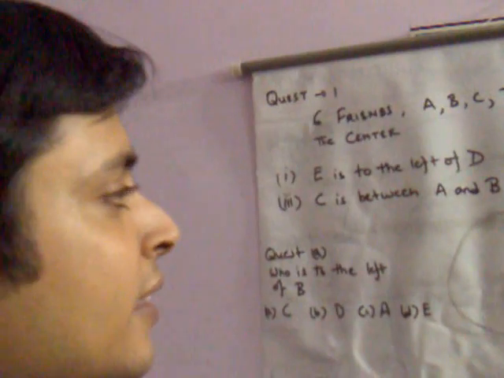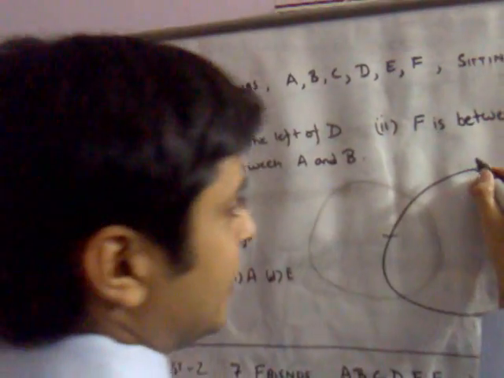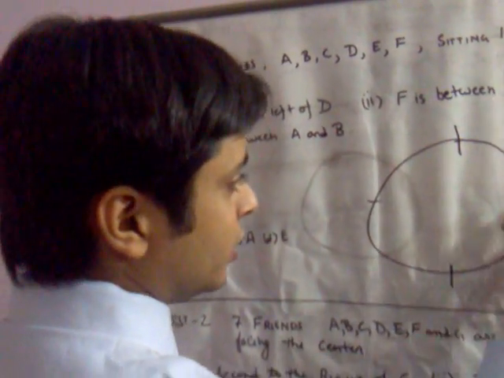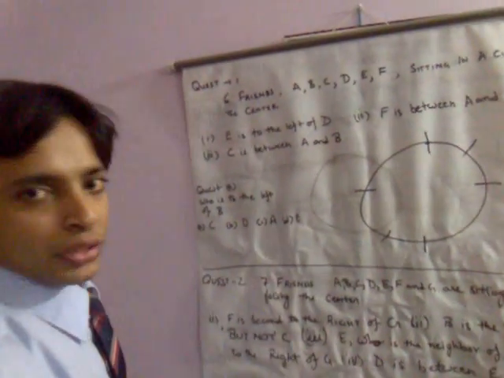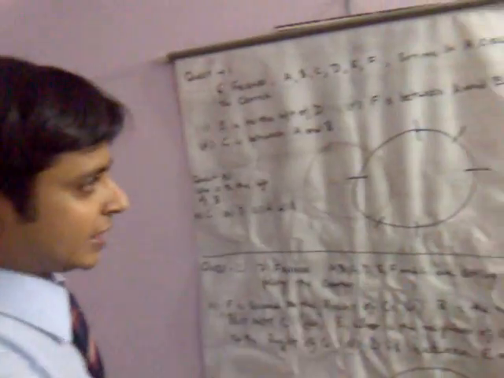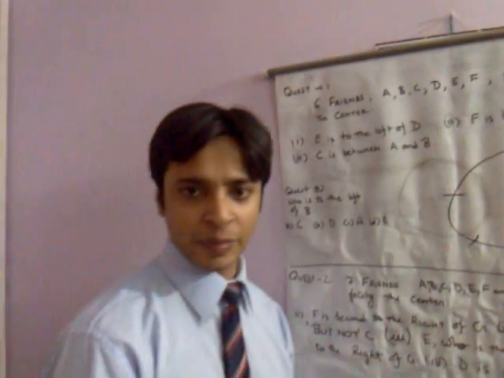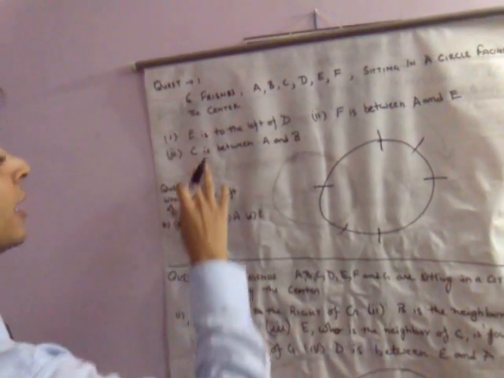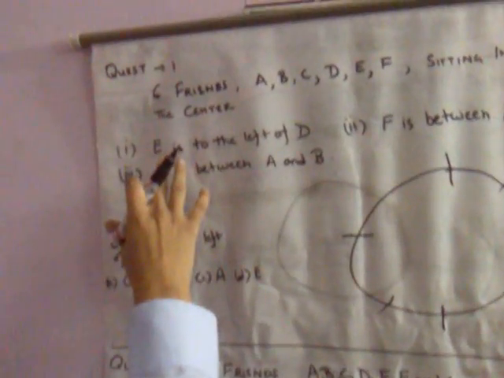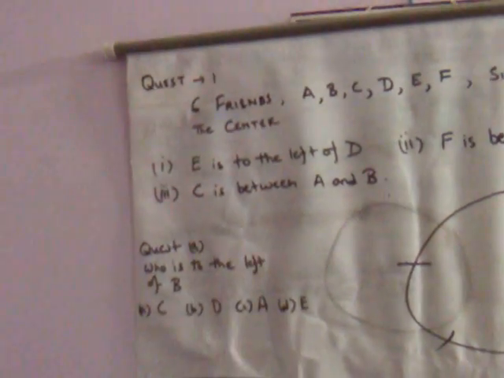First of all, we'll make the seating for these 6 people. That is north, south, east, west, and then the rest directions. So here there are 6 people. Here there are seats for the 6 people that are mentioned in the questions. Okay. First information that is given to us is that E is to the left of D.